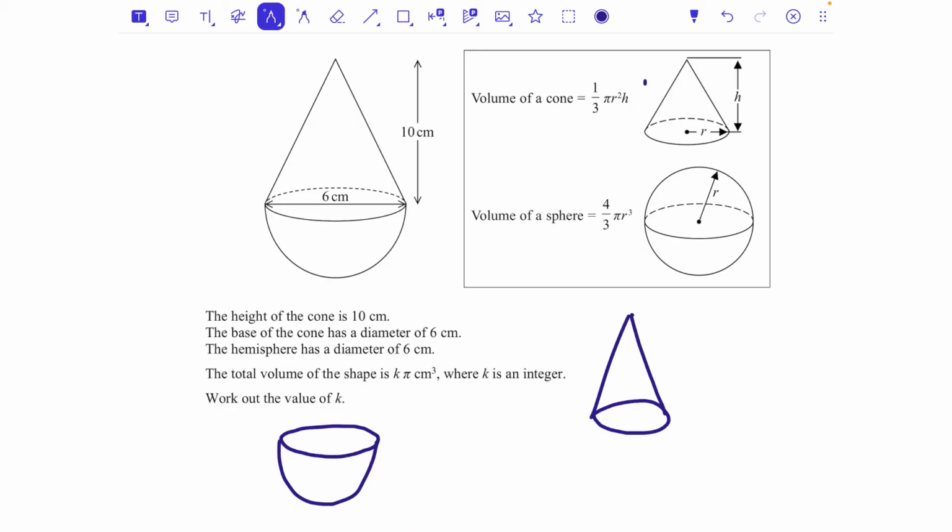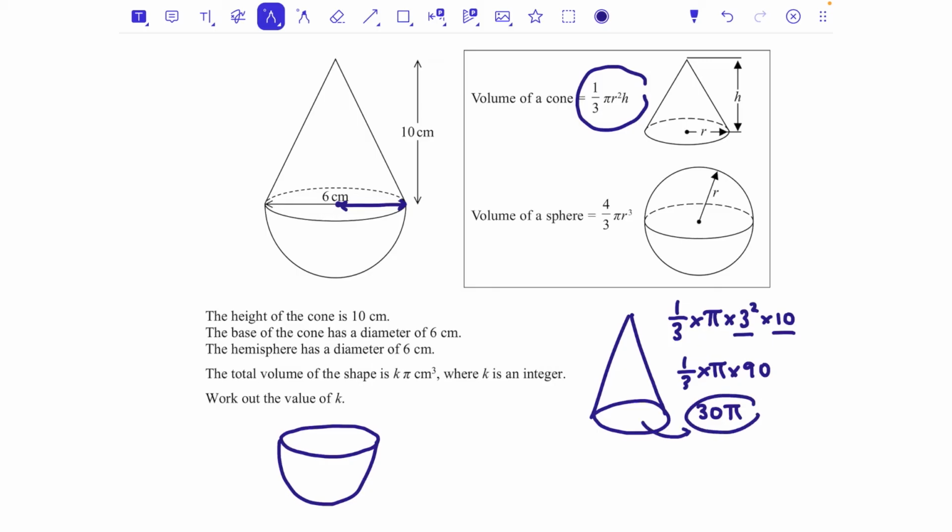So the volume of a cone, we're given the formula here, is 1/3 times pi times the radius squared times the height. Well, the radius is going to be from the middle of the cone to the edge, so that's 3. So 3 squared times 10. So 1/3 times pi times 9 times 10, so times 90, and 1/3 of 90 is 30. So this is just going to be 30 pi for the volume of the cone.